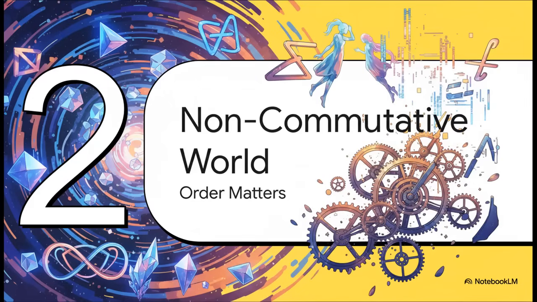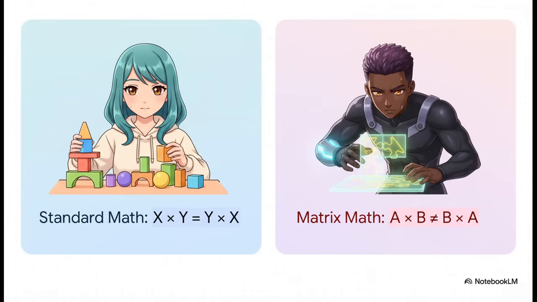Moving on to Section 2, the non-commutative world, where order matters. You see, in standard, everyday math, order usually doesn't matter. But as we'll see, in more complex frameworks, that assumption completely breaks down. This really brilliantly illustrates the divide we're talking about. Over on the left, we have standard math, right? x times y equals y times x.